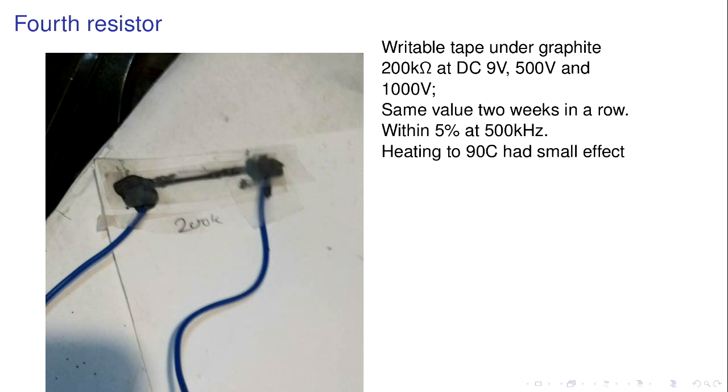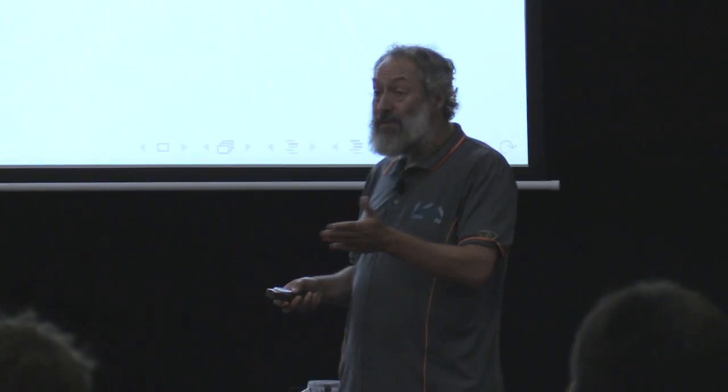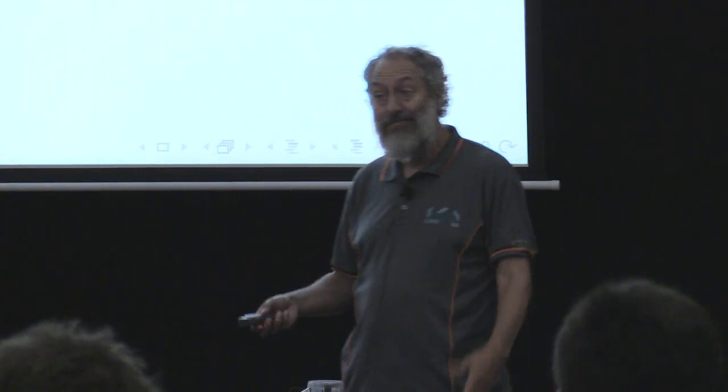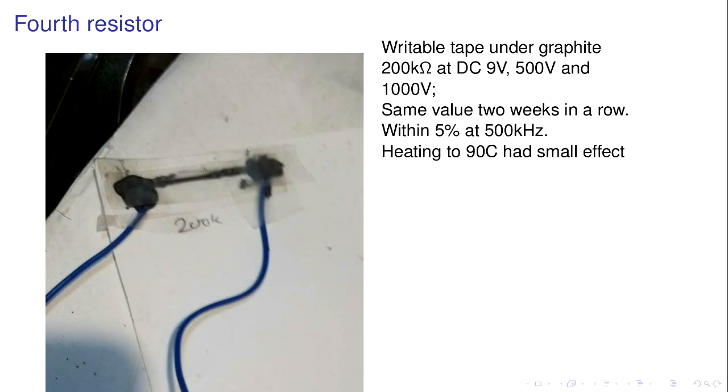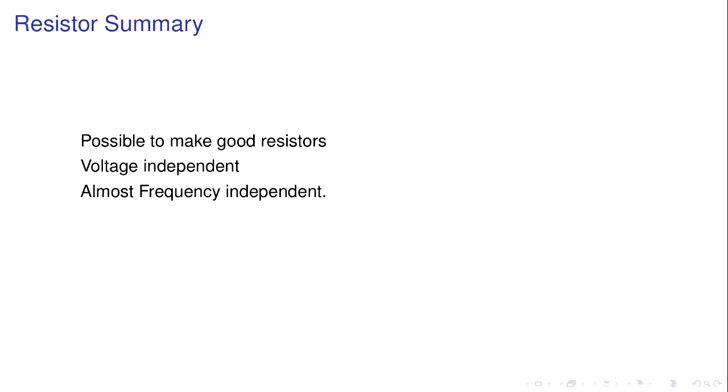I could heat it up, didn't do much. I didn't heat it above 90 degrees because it would start melting the plastic. And it was still within 5%, which is the limit of my measurement capability anyway, at about 500 kilohertz. So, success? So it's possible to make really good resistors. And voltage-independent ones, and ones that are almost frequency independent to the limits of my ability to measure them, and that they have reasonably good temperature response. I didn't measure noise. Okay, that's resistors.